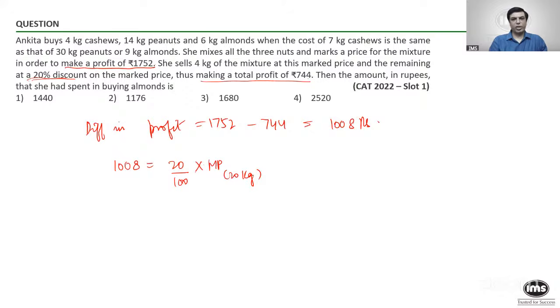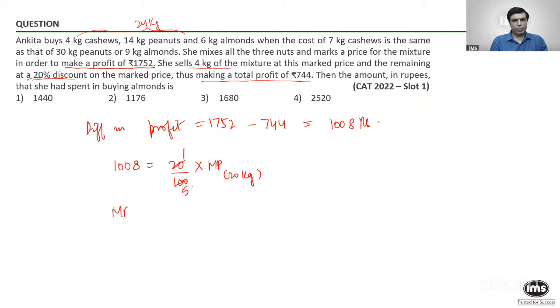Why 20 kg? If you see, she had purchased 4 kg cashews, 14 kg peanuts, and 6 kg almonds, which means in total she had purchased 24 kg, out of which 4 kg she has sold at the mark price only. So now we are talking about the remaining 20 kg. So 20 kg mark price is 1008. From here, we can easily get the mark price per kg.